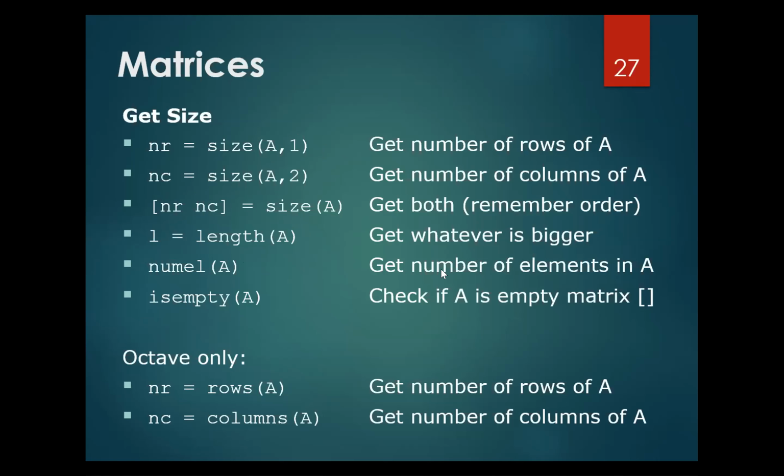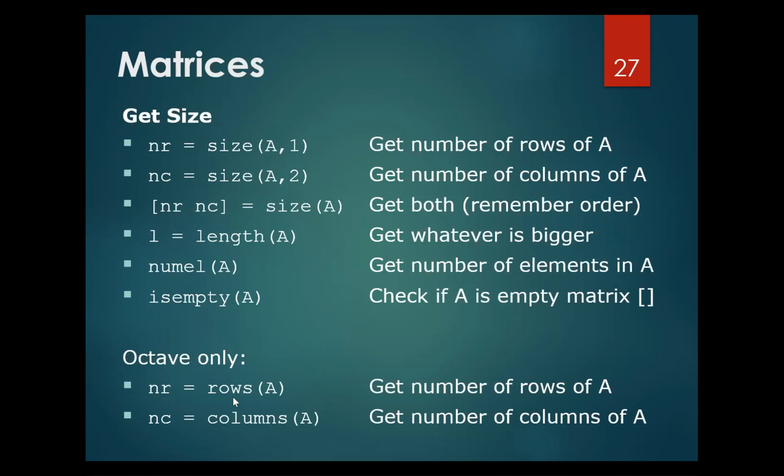And then if you want to get whichever is the bigger number there, the length, you just say length of A. If you want the number of elements in A, if it is 3 by 3, you know you have 9 elements, you just say numel A. And then if you want to check if A is an empty matrix, you use the command isempty, then A in brackets. So please take note of all.